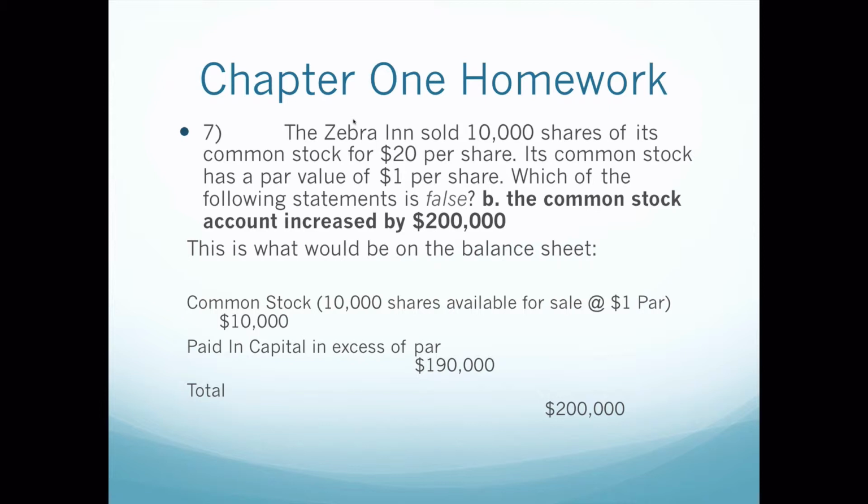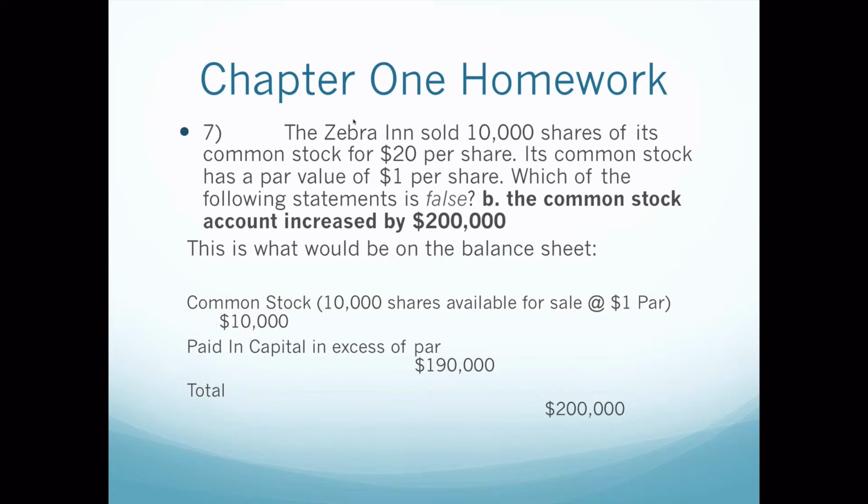So we actually go ahead and take the $20 times 10,000, we get the 200,000, and the difference is the paid-in capital in excess of par of $190,000. So the common stock account didn't increase by 200,000; it actually increased by 10,000, but the total increased by $200,000.